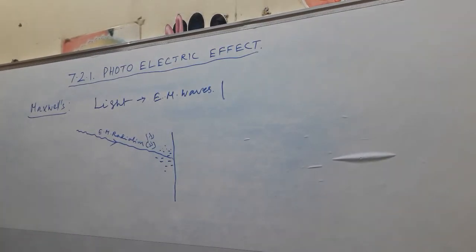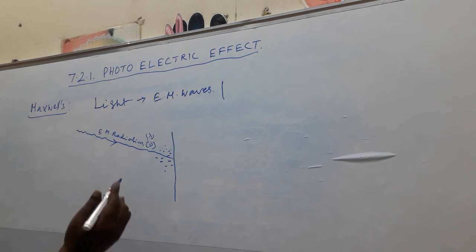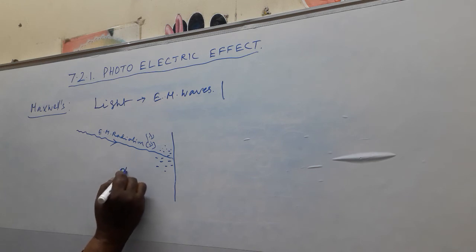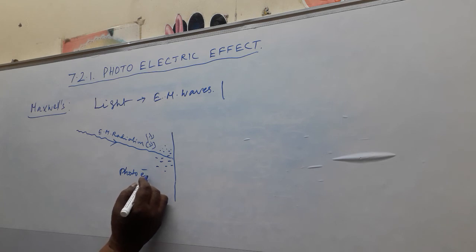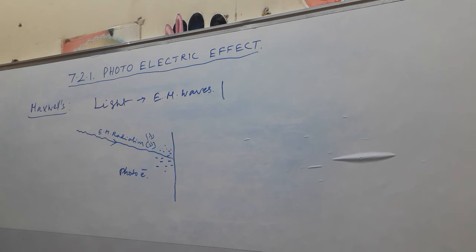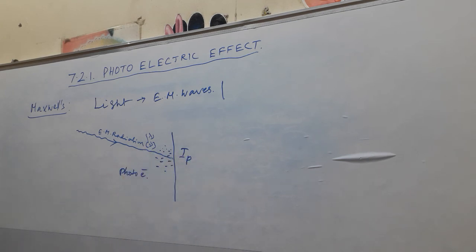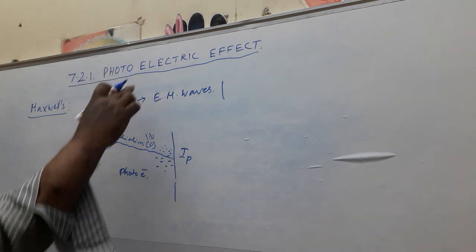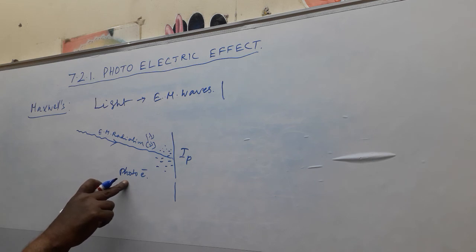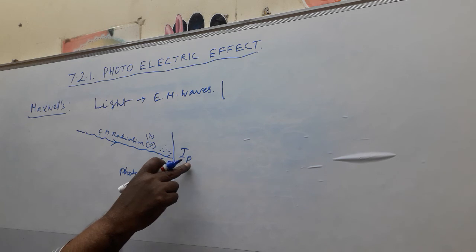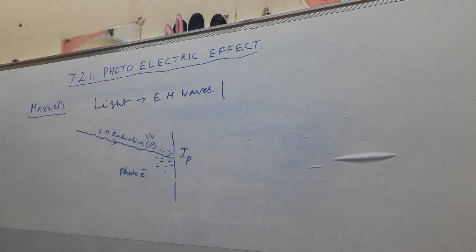These electrons are generally considered to be ordinary electrons, but here we call these electrons photoelectrons. The effect is said to be the photoelectric effect. The current that is produced because of the emission of the electrons is called Ip. What is meant by Ip? Photoelectric current. Now, the process is said to be the photoelectric effect, the electron ejected by the process is called a photoelectron, and the current produced in this process is called photoelectric current. This is a very, very important definition for the photoelectric effect.